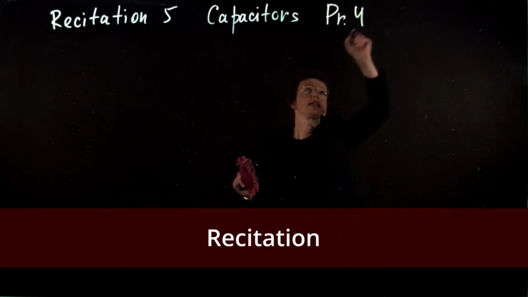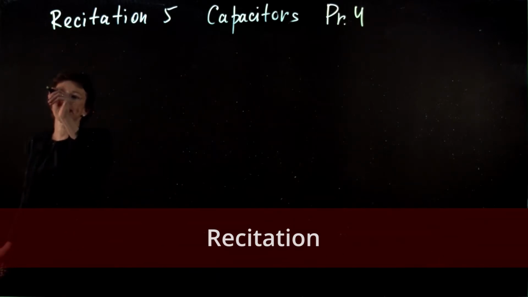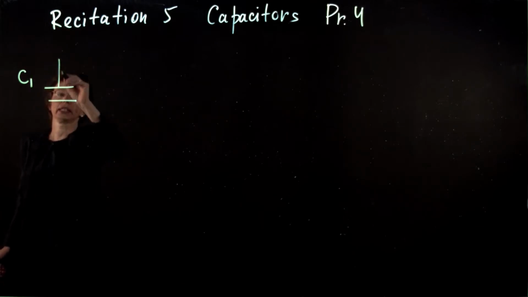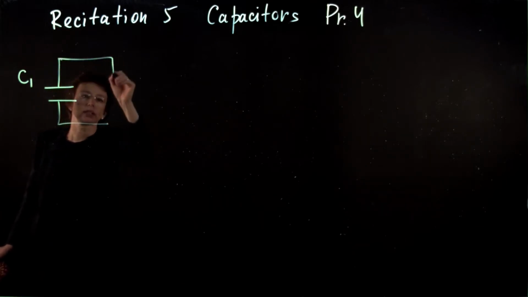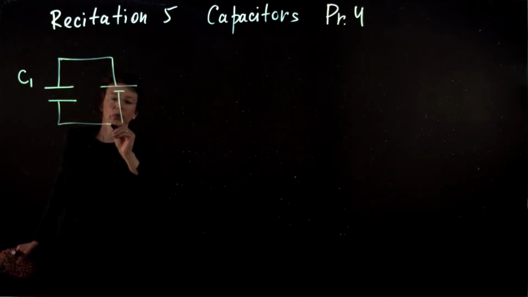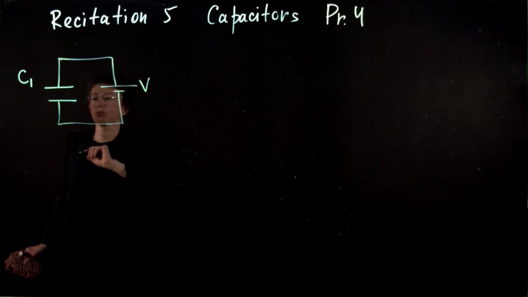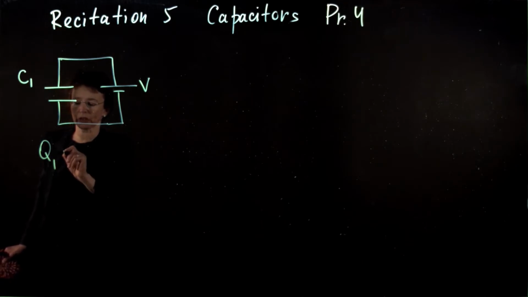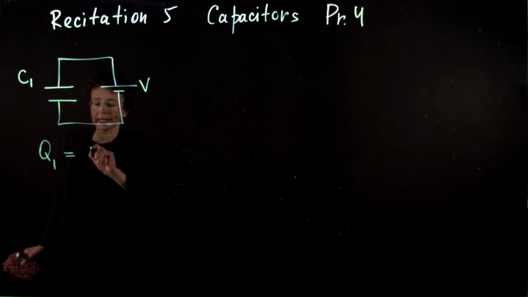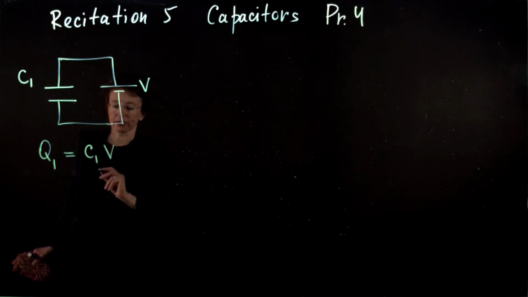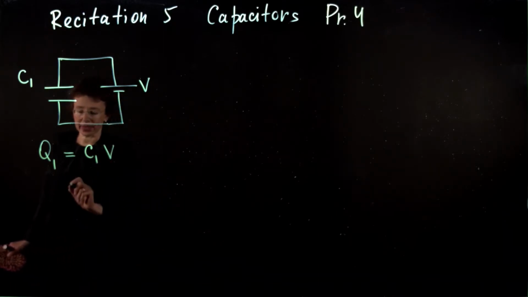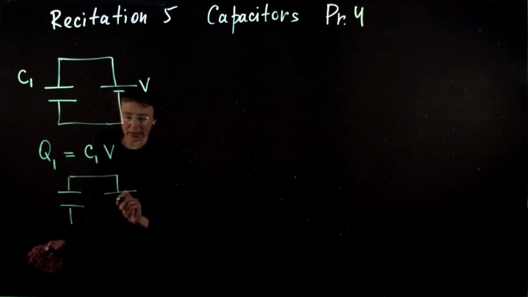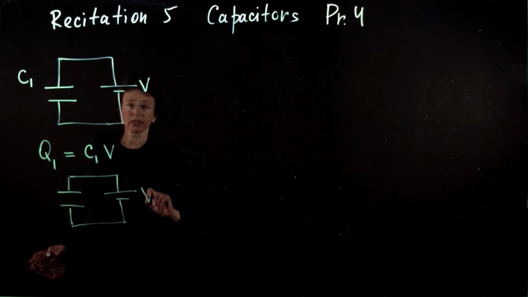For the next problem, we will have two capacitors. One has capacitance C1 and it was connected to a battery with voltage V, which means that it was charged with charge Q1, which is C1 times V. And I have another capacitor, capacitance C2, and this capacitor was brought to the same battery V.